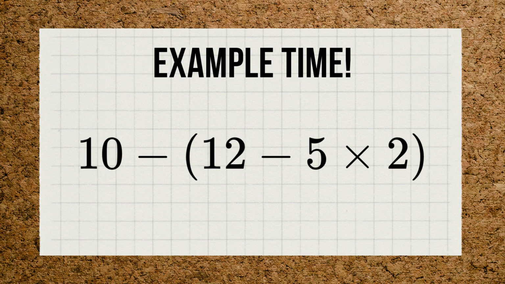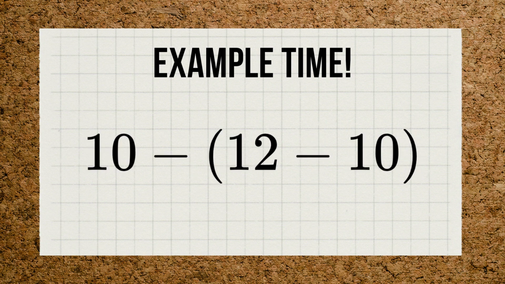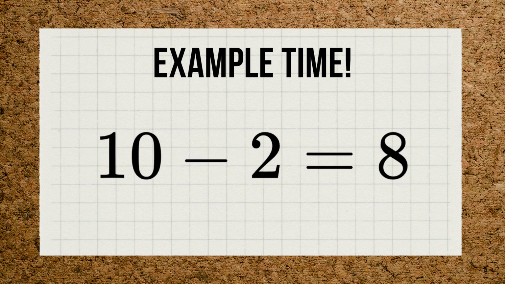So here's the first example. You might notice that there are parentheses, so we must do what is inside first. And inside the parentheses, we have a subtraction and a multiplication. But according to PEMDAS, the multiplication and division take priority over the subtraction. So let's do that first. 5 times 2 equals 10. Then let's do the subtraction inside the parentheses. 12 minus 10 equals 2. Lastly, let's do 10 minus 2, which is equal to 8, the final answer.